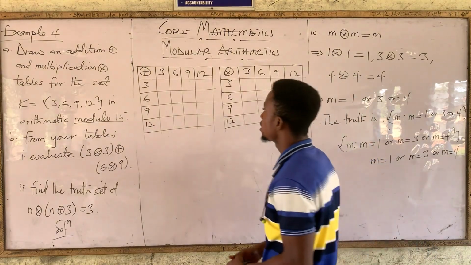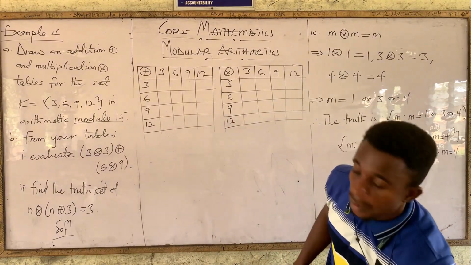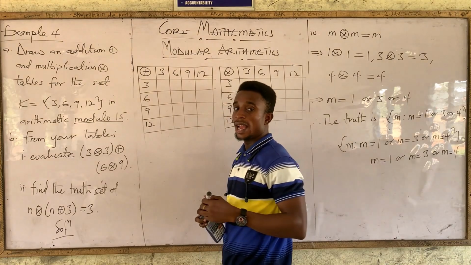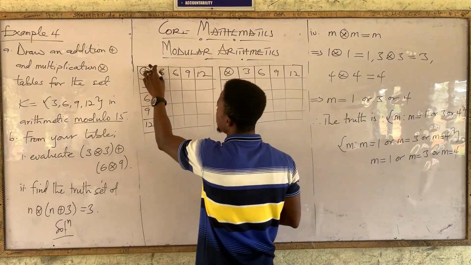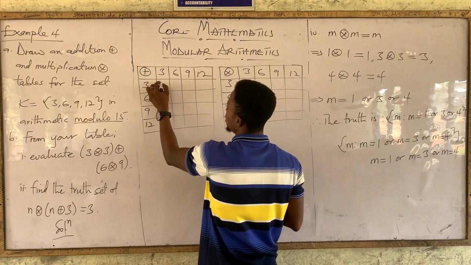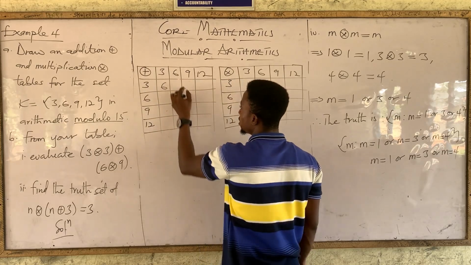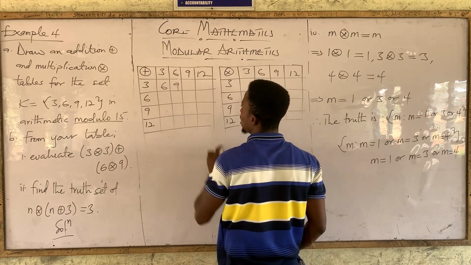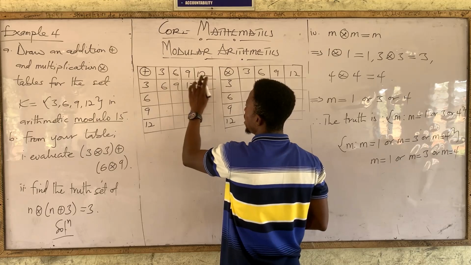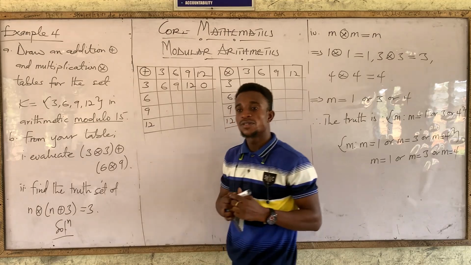So that is that. Let's now proceed. So 3 times 3, which is what? 9. Is it times? No. We are under addition. So 3 plus 3 gives us what? 6. Okay. 3 plus 6 is giving us 9. 3 plus 9 is giving us 12. Then 3 plus 12 is giving us 15. So we write 0 because we are in modulo 15.